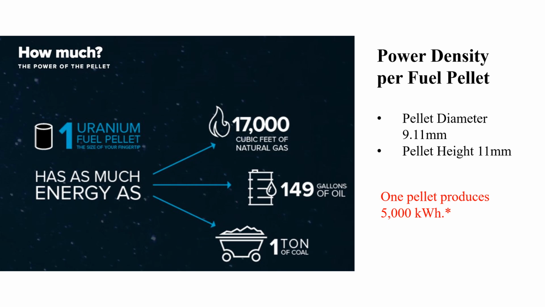So your uranium fuel pellet is just 9.11 millimeter in diameter, and it has a height of 11 millimeter. It is very small, but one pellet can actually produce 5% kilowatt per hour of energy, enough to power one town. So one uranium fuel pellet has as much energy as 17,000 cubic feet of natural gas, has an energy of 149 gallons of oil, and has an energy equal to 1 ton of coal, which is a lot.